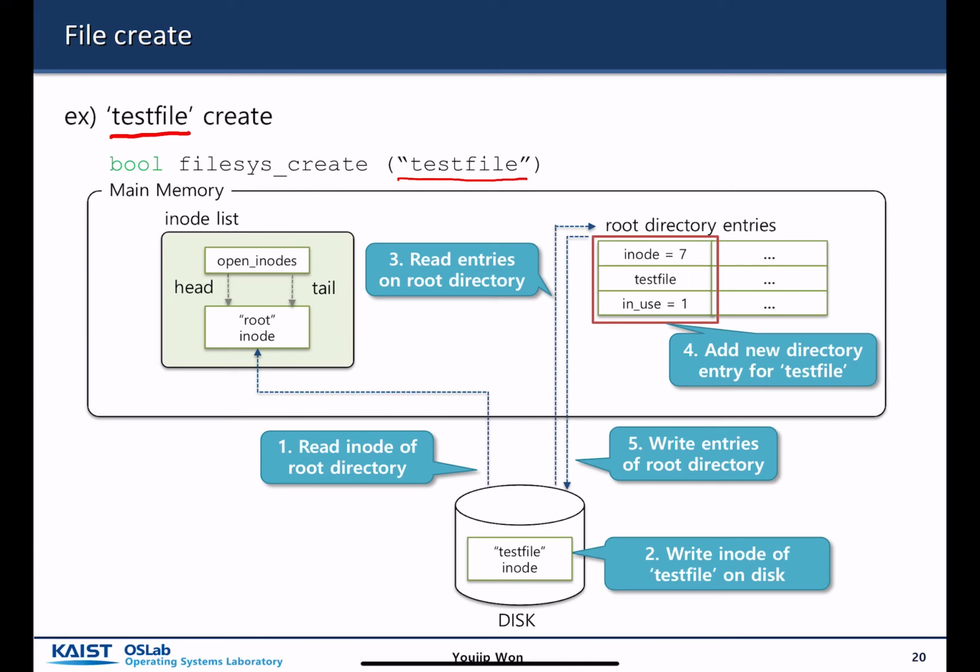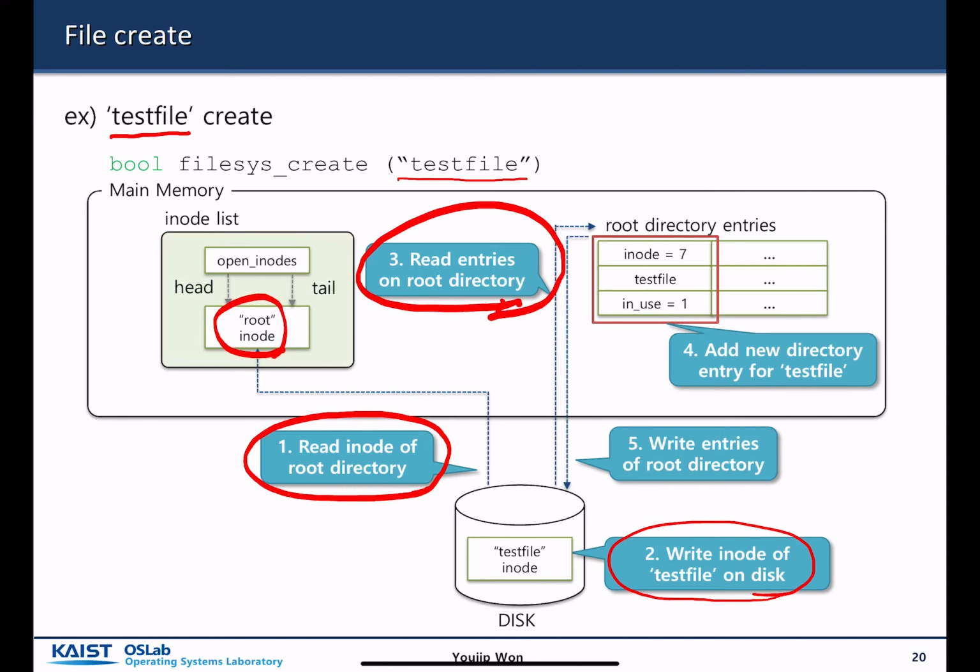Okay, so the very first step is to read the inode of the root directory from the disk to memory and insert it to the open inode list. The second step is to write the inode of the test file to the disk, the create inode. Then read the entries on the root directory, and then add a new directory entry for the test file, and then write the entries of the root directory. Okay, so it consists of 5 steps.